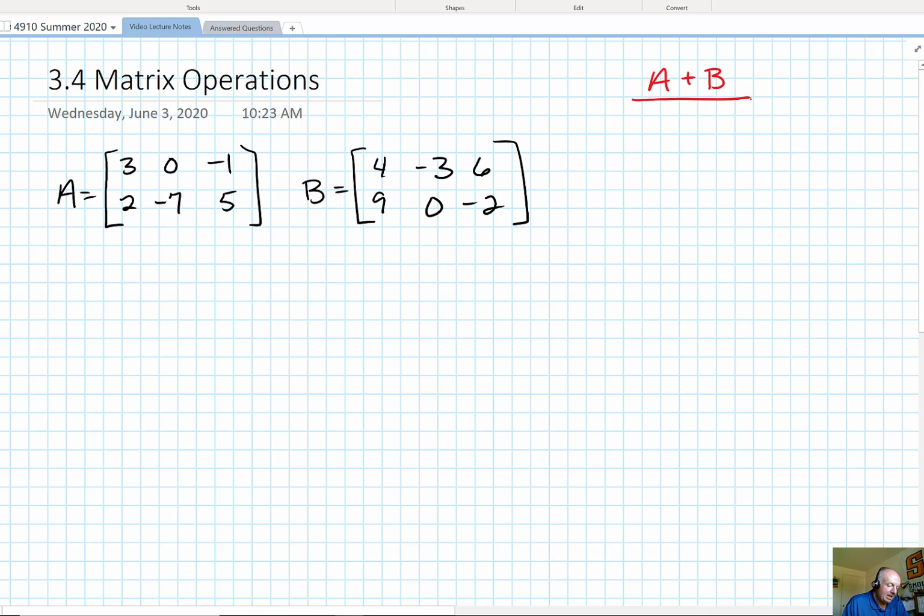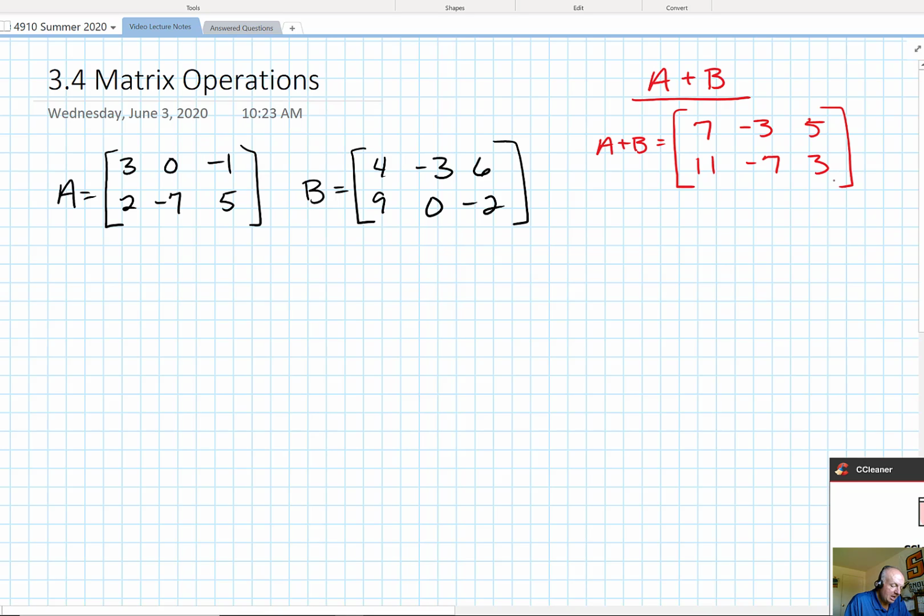If I want to add A to B, we get a new matrix called A plus B, and here it is. 3 plus 4 is 7. 0 minus 3 is minus 3. Minus 1 plus 6 is 5. 2 plus 9 is 11. Negative 7 plus 0 is negative 7. 5 plus negative 2 is 3. So what you get there is, if you want to add matrices, you just add corresponding entries.